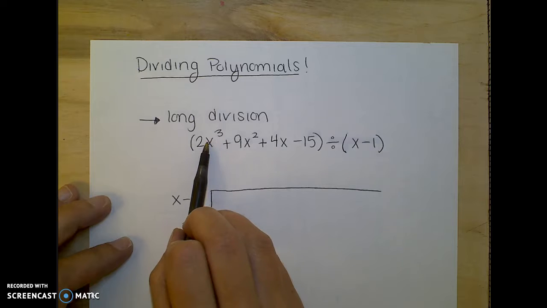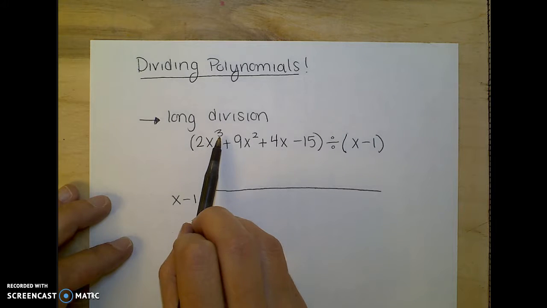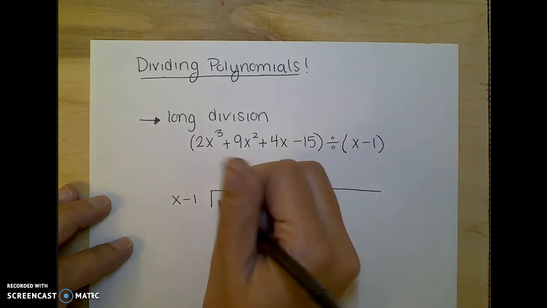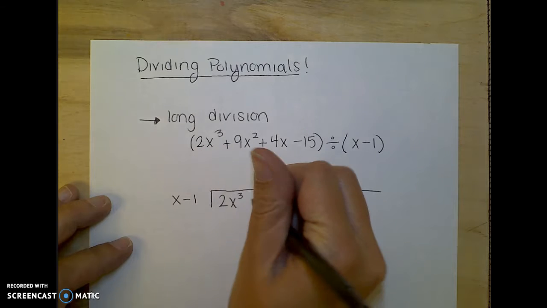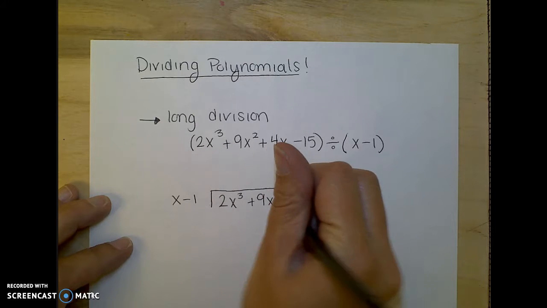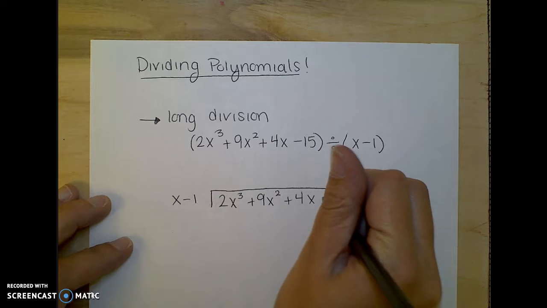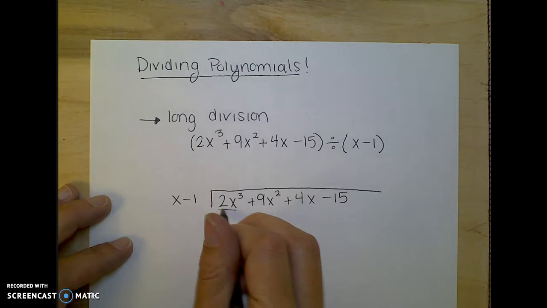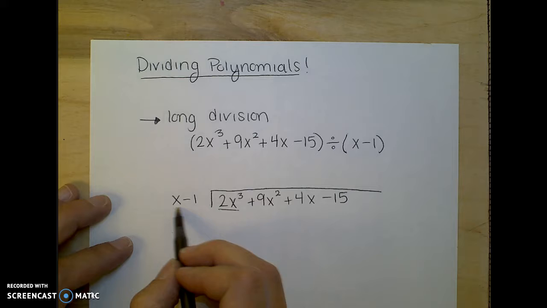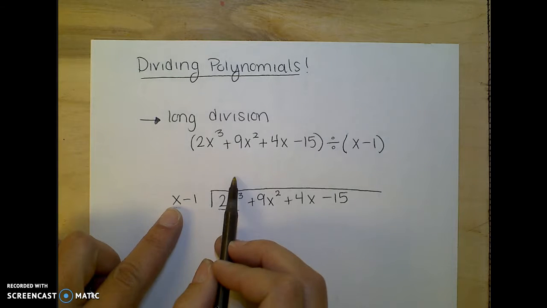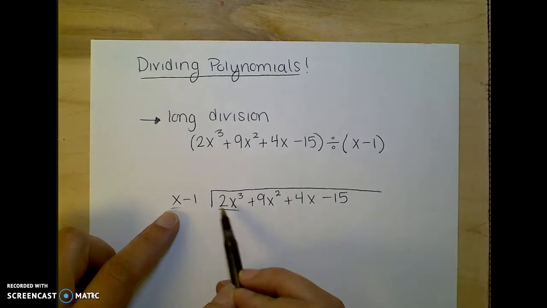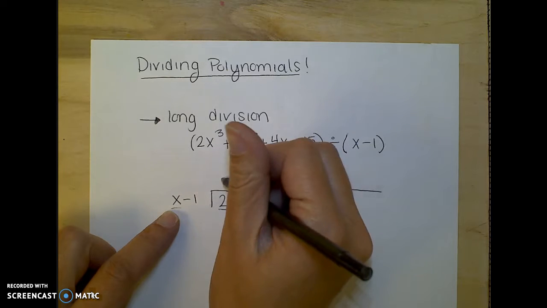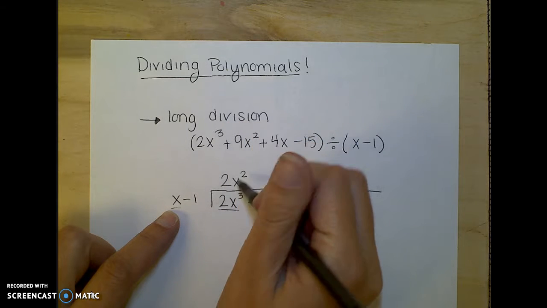I like to make sure that I don't need any placeholders, so I count down the exponents: 3, 2, 1, none. I'm not missing any, so I don't need any placeholders. That guy goes inside your house. And then you're always just looking at your front numbers and comparing the two. So I have to think, what times x will get me 2x to the third? That would be 2x squared.